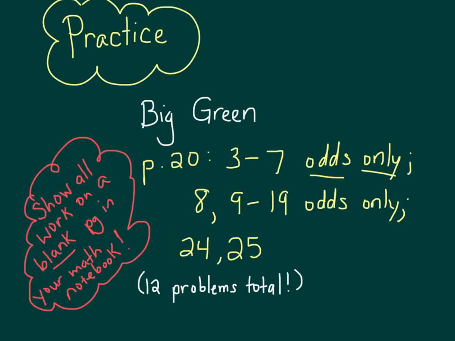This time for practice, we're actually going to do the work right out of Big Green, and you're going to be looking at page 20, and you're going to have to be careful. So I encourage you to write all these problems down across the top of your page, because you're going to do 3 through 7, but just the odd ones, so 3, 5, 7. You are going to do number 8, and then you're also going to do 9 through 19, again, odds only, and then you're going to do 24 and 25. So that should only be a total of 12 problems.